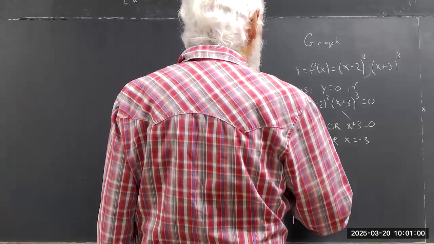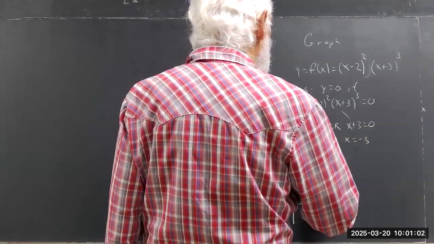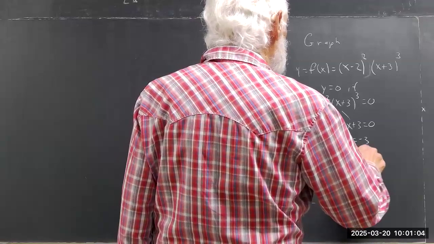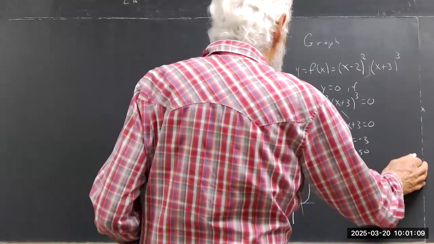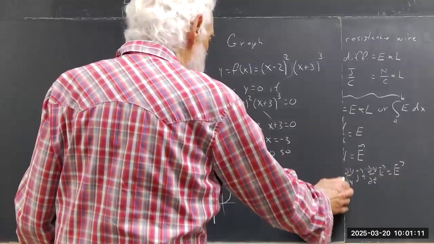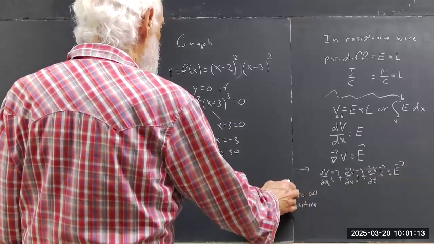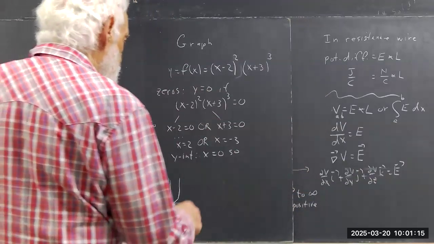Now y-intercept, x equals 0. Write it out. Reinforce it. Get over here, get it locked on the board. But ignore the physics over there.